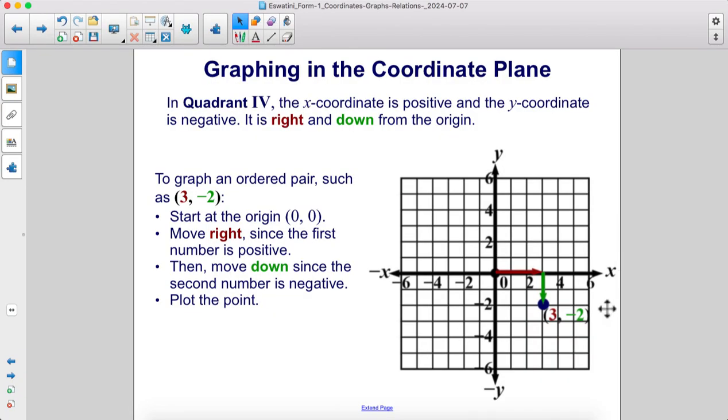In quadrant 4, the x-coordinate is positive while the y-coordinate is negative. It is to the right and down from the origin. To graph an ordered pair such as 3, -2, start at the origin, move to the right 3 spots, then move down 2, and plot the point.